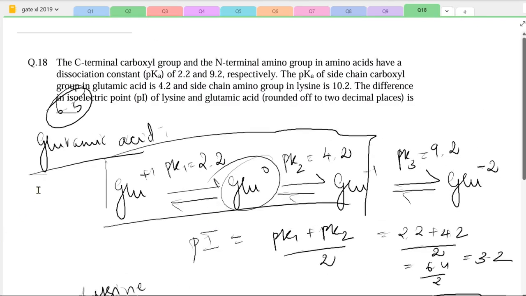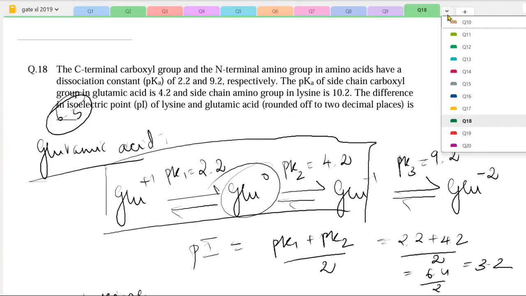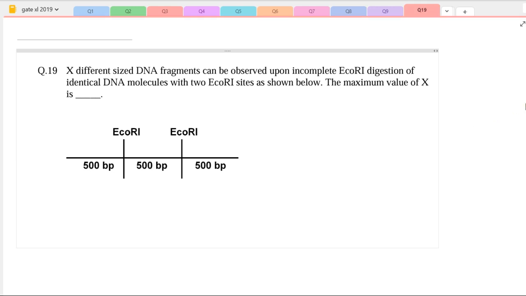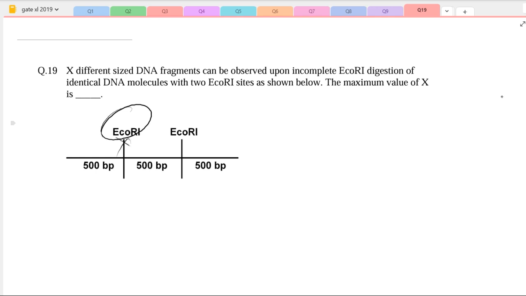I hope this is a very simple question to solve. Anyways, moving on to the next question. X different size DNA fragments can be observed upon incomplete EcoRI digestion of identical DNA molecules with two EcoRI sites as shown below. The maximum value of X is, so here this is an incomplete digestion using EcoRI restriction enzyme. So either only one site is being cleaved off. So either only at one site the cleavage occurs, or there is no cleavage at all.